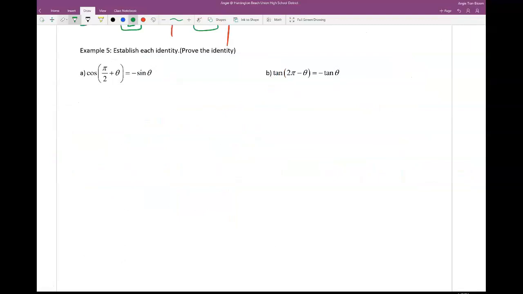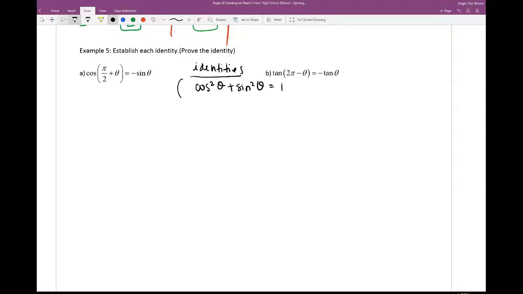Example 5. Establish each identity. That means we're going back to proofs, okay? So, but before I start writing the proofs, let's write out all of the identities that we know already. Identities that we already know. Let's start with the basic, right? Cosine square of theta plus sine square of theta equals 1. Okay, so we'll bubble this up.